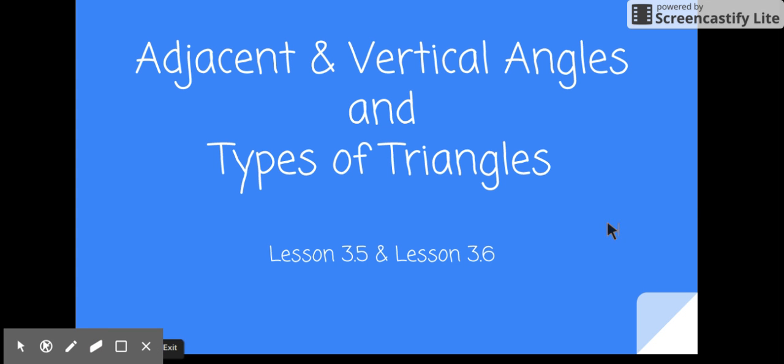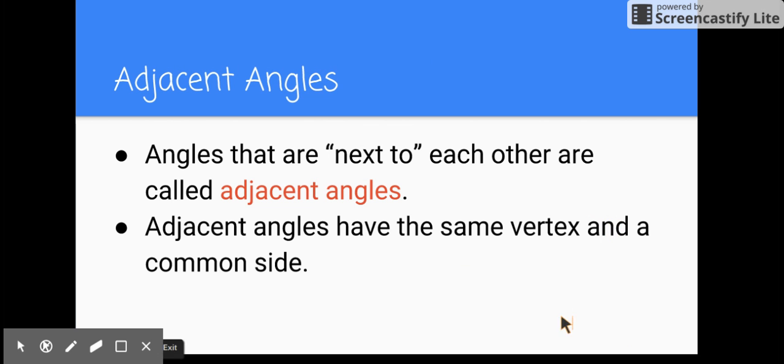Adjacent and vertical angles and types of triangles. Adjacent angles. Angles that are next to each other are called adjacent angles. Adjacent angles have the same vertex and a common side. So we'll look at that in this example.